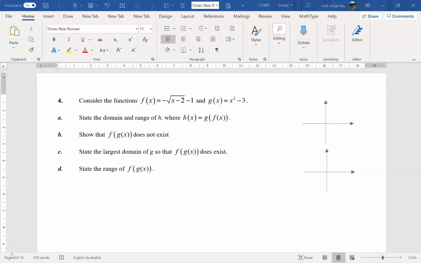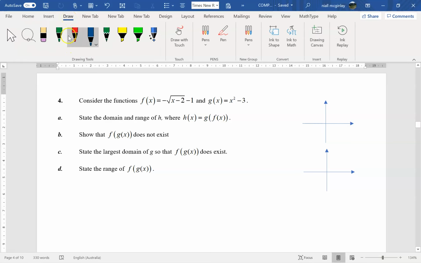So start off in this question by sketching f of x and g of x. So f of x, square root function, you see here. We can see straight away that when we sketch this, we are going to have a reflection. So this is going to be a reflection in the x-axis. So square root function looks like this. So our graph's going to be down like this.